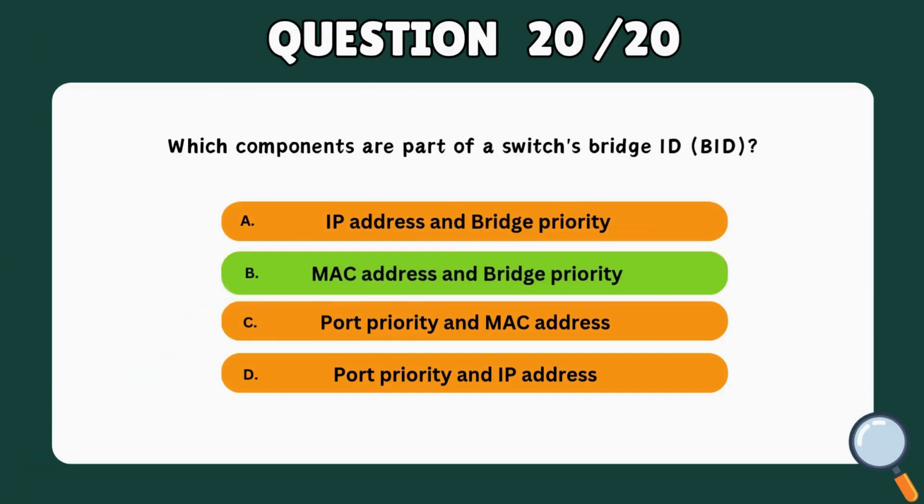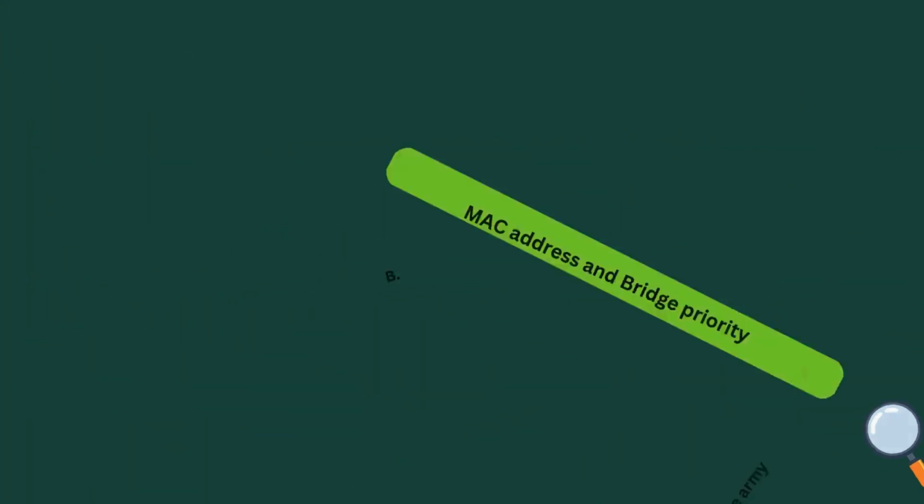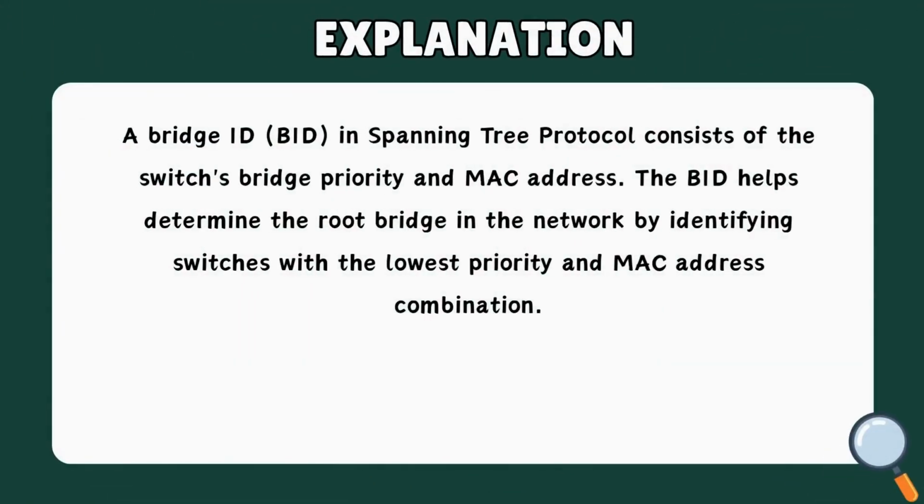Correct answer, B. MAC address and bridge priority. A bridge ID in spanning tree protocol consists of the switch's bridge priority and MAC address. The BID helps determine the root bridge in the network by identifying switches with the lowest priority and MAC address combination.